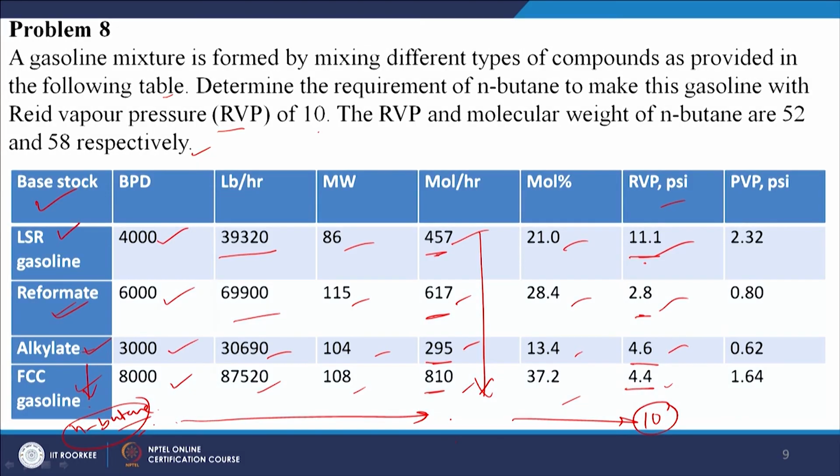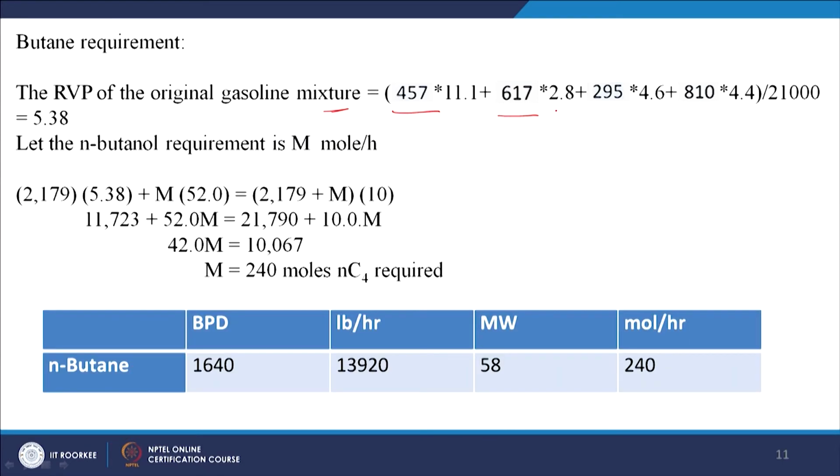So, by adding these we are getting 2179, and then what we are getting here, divided by 2179, this is not 2179. So, we will be getting 5.38. So, that is the RVP of the original gasoline mixture.